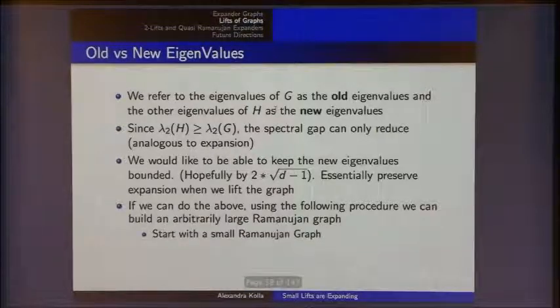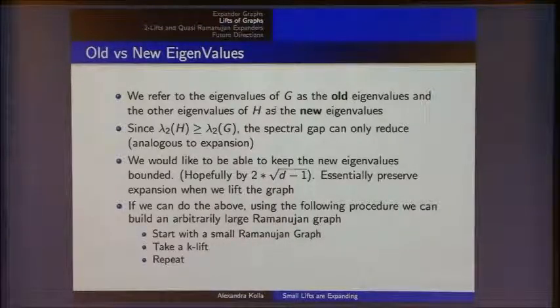Here's the algorithm. Start with a small Ramanujan graph, K d plus 1, let's say the clique. Lift it, since the spectral gap doesn't change. This is an assumption, that these new eigenvalues are bounded by 2 root d minus 1. And you cannot do better than that. So start with a 2 root d minus 1 expander, lift it, repeat. You can do that as many times as possible. You can get arbitrarily large good expanders.